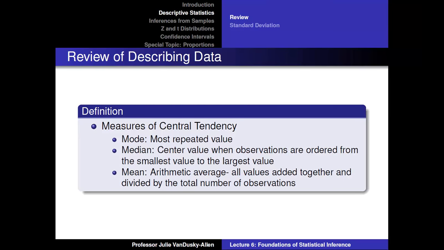Before moving forward in discussing how to use advanced statistical techniques to describe data, I want to review simple ways to describe data that you've already been introduced to. Recall that when describing data, there are three measures of central tendency that could describe the typical case of a variable. The mode tells us the most repeated value in a variable. The median tells us the center value when observations are ordered from the smallest value to the largest value. And the mean is the arithmetic average, where we add all the values together and divide the sum by the total number of observations.